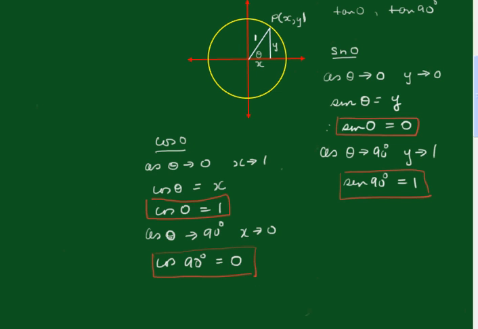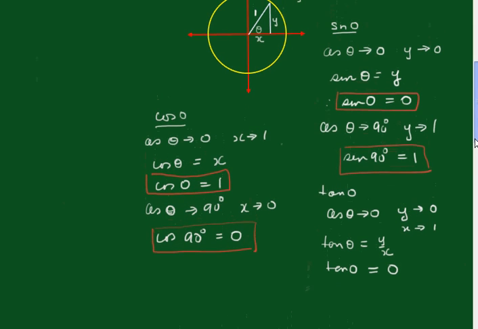Finally, the tan. Now, as theta goes towards 0, y will go towards 0, and x will go towards 1. And the tan of theta equals y on x. So the tan of 0 will be equal to 0 on 1, which is just 0 in the limit.